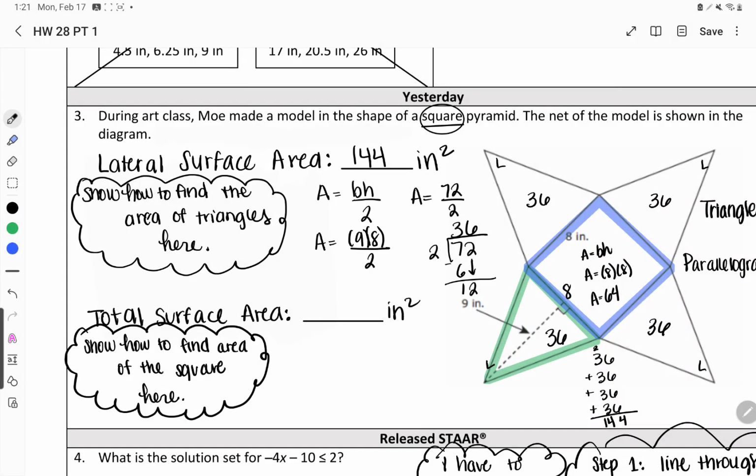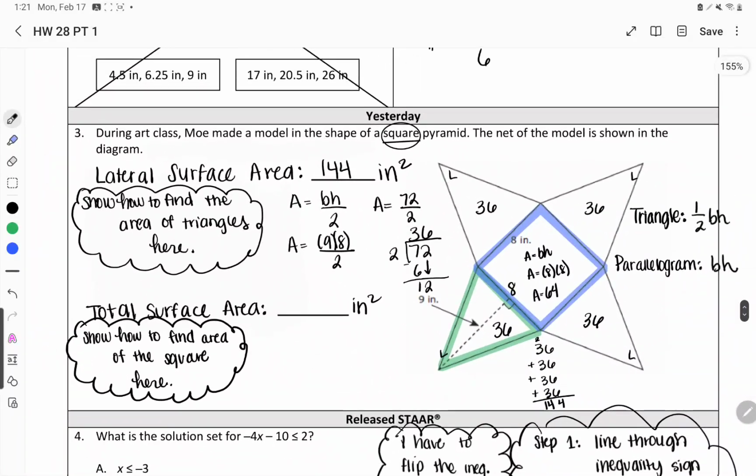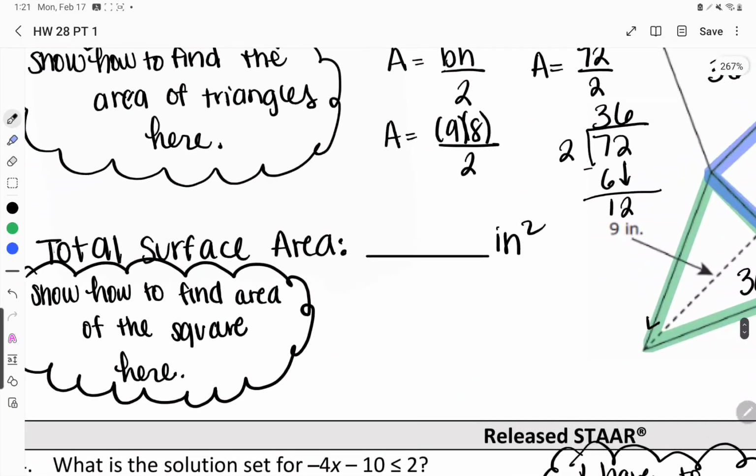All right, now how would I find the total surface area? There are 2 things that we could do. We could either say 36 plus 36 plus 36 plus 36 plus 64, or I can take my lateral surface area and I can add it to my 64. I'm going to do that because that's going to take less work. So I'm going to do 144 plus 64.